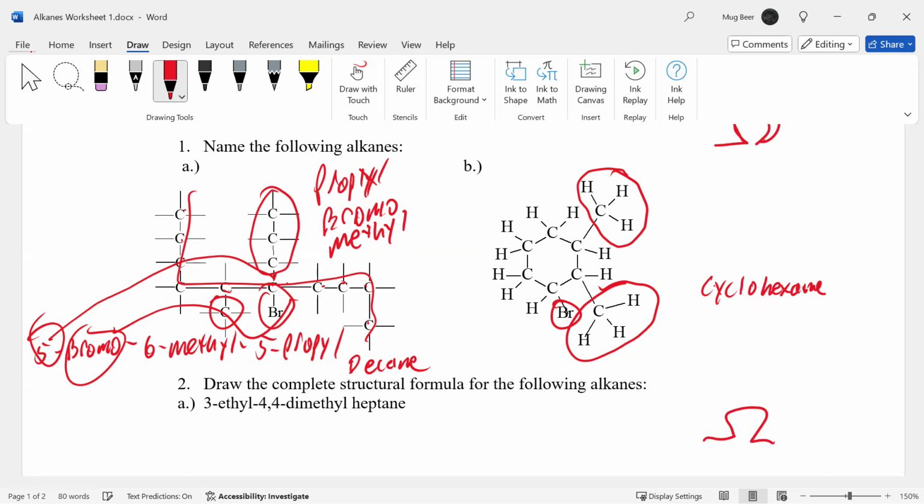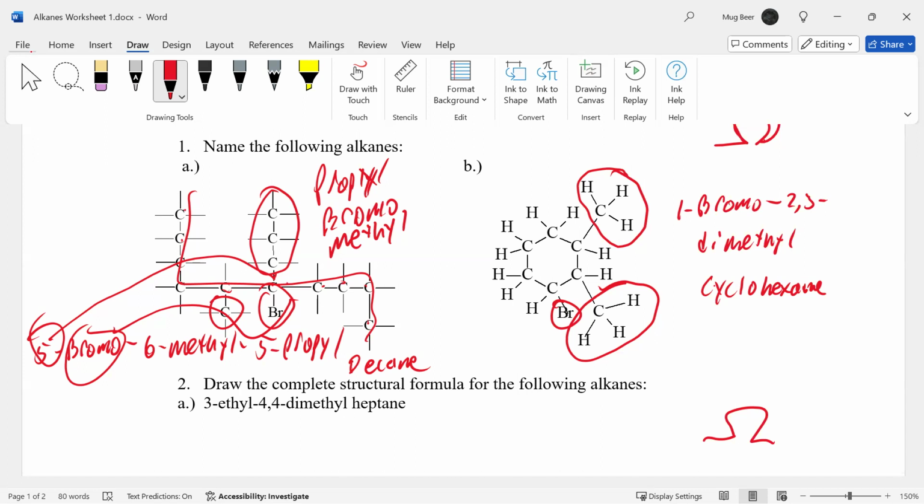Okay, so count the carbons. What are the side chains on this ring hexane? Two methyls and a bromine, right? So bromine gets alphabetical priority. So I'm gonna say 1-bromo, and then 2, 3. You good with that? Gotta have the commas between the 2 and the 3, not dashes. And we need dimethyl, even though that's stupid, right?